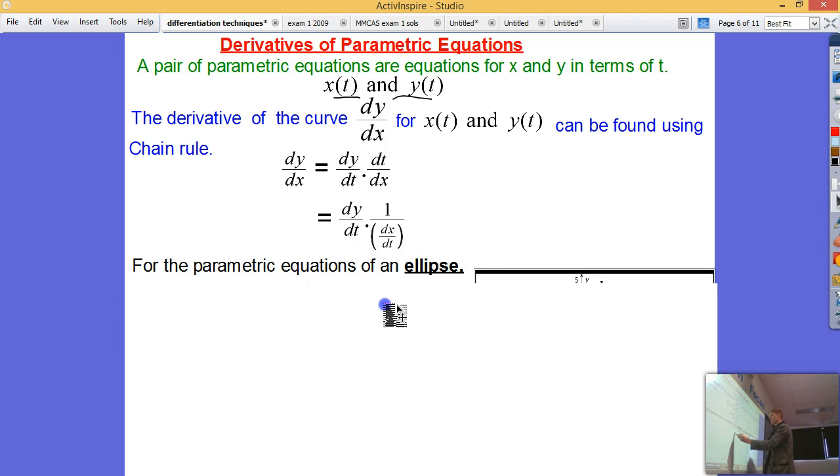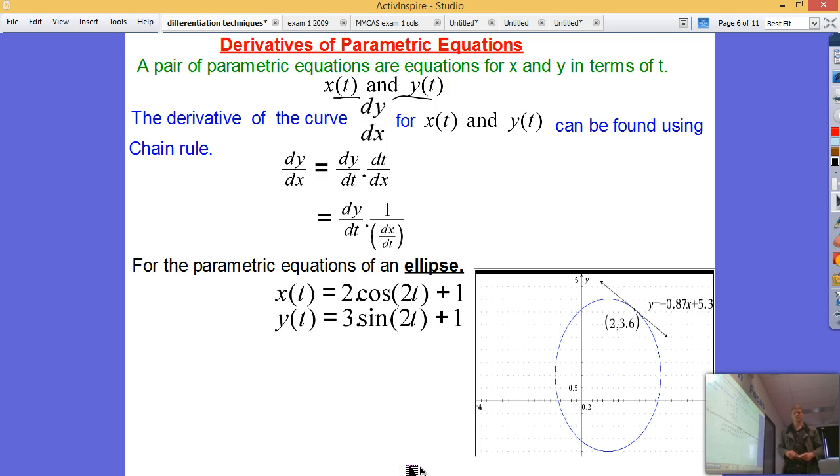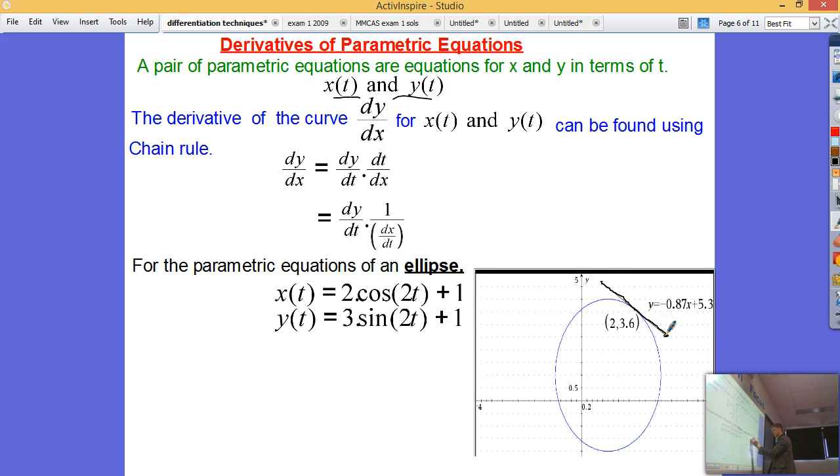Okay, so parametric equations are useful for producing ellipses, for instance, and circles and other things like that. So let's look at an example of the ellipse. Here are the two parametric equations that would produce an ellipse of this type. We might be interested to know the tangent to the curve at some point, x equals 2, for instance. Well, the derivative of the function at a point relates to how steep that tangent is.